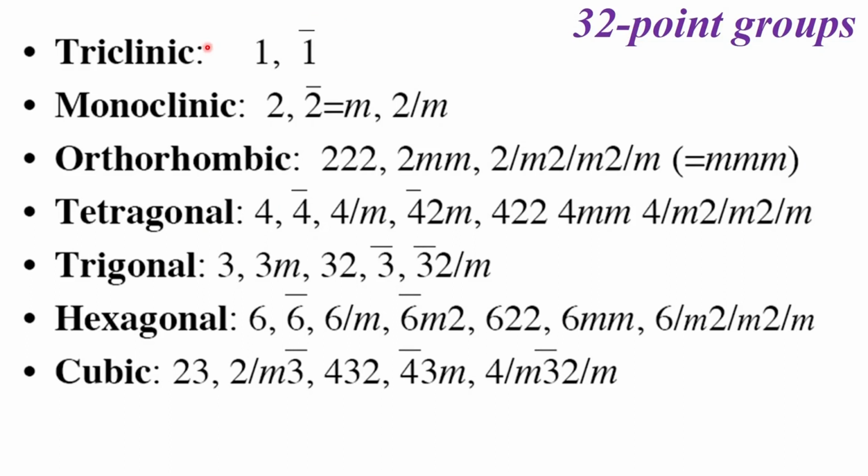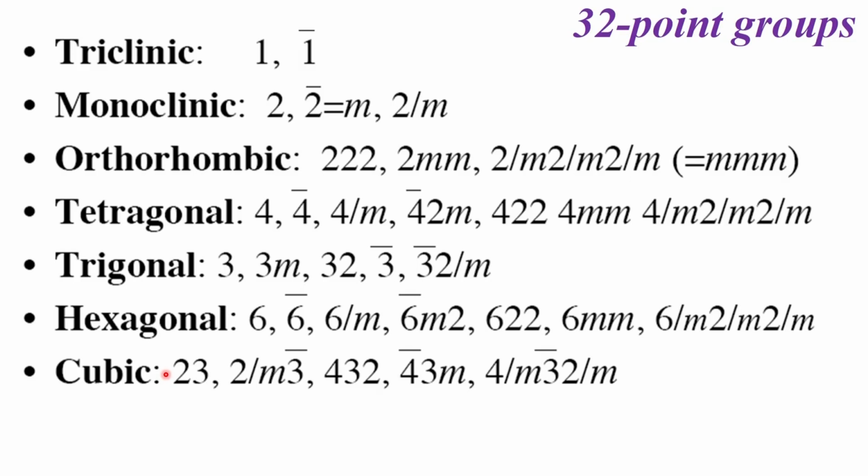So far we have seen the classification of point groups. We have seen there are 32 point groups, and they can be put into the 7 crystal systems which we have defined earlier on. The 7 crystal systems qualify themselves in terms of their dimensions, in terms of the 6 parameters A, B, C, alpha, beta, gamma. In case of a triclinic system, it has 1 and 1 bar as the point groups. In case of a monoclinic system, we have 2, 2 bar, which is mirror, 2 by m, and so on.